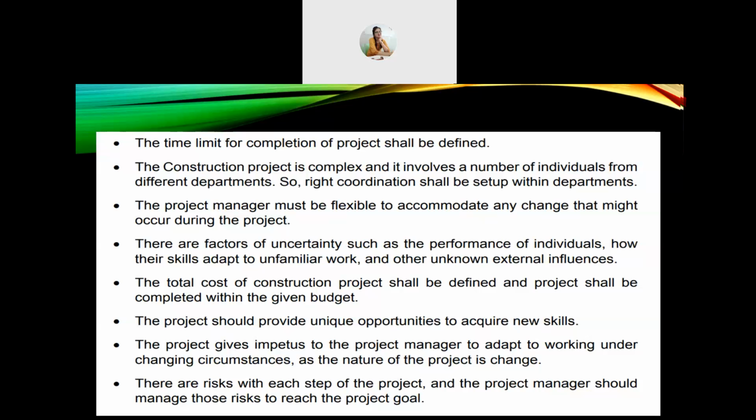There are factors of uncertainty such as the performance of individuals, how their skills adapt to unfamiliar work, and other unknown external influences. The total cost of construction project shall be defined and the project shall be completed within the given budget. The project should also provide unique opportunities to acquire new skills. The project gives impetus or importance to the project manager to adapt to working under changing circumstances as the nature of the project is changed. There are risks with each step of the project, and the project manager should manage those risks to reach the project goal.